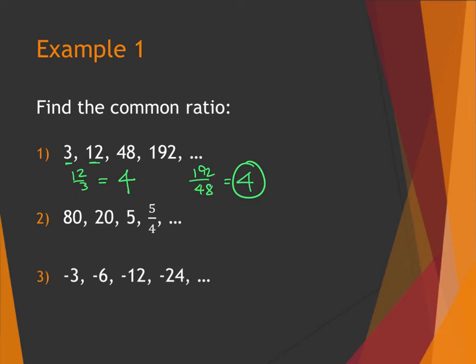For number 2, I'm going to do the first and the second terms. So I'm going to go 20 divided by 80. Well, 20 divided by 80 is going to give me 1/4. So my common ratio here is 1/4. For number 3, I'm going to use the third and the fourth term, and I have negative 24 divided by negative 12, which will give me 2. So again, it doesn't matter which terms you use, they just have to be consecutive.